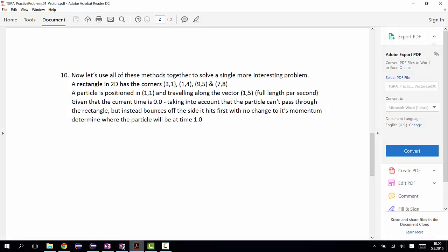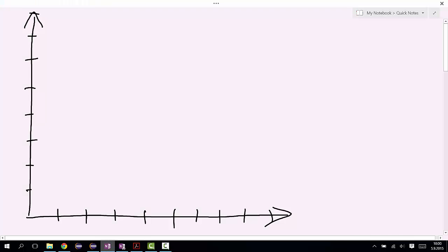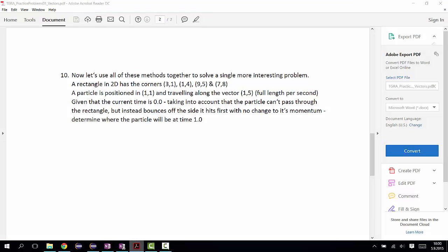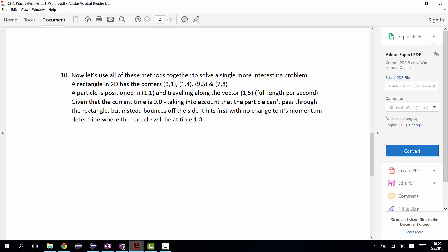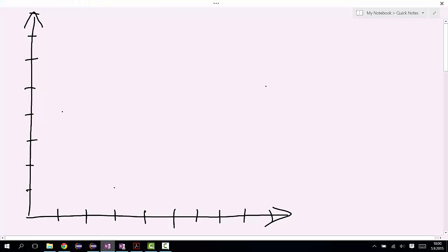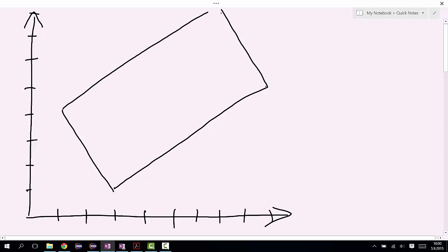Okay, so the rectangle that we're looking at: 3, 1, and 1, 4, 1, 2, 3, 1 there, 1, 4 here, 9, 5 here, and finally 7, 8 up here. Okay, it's not a great image, but it sort of gets the general gist of it.